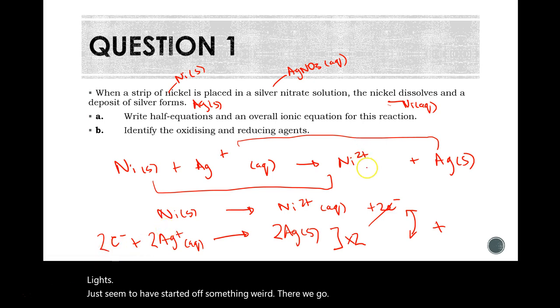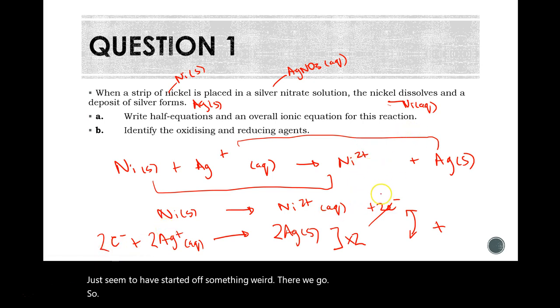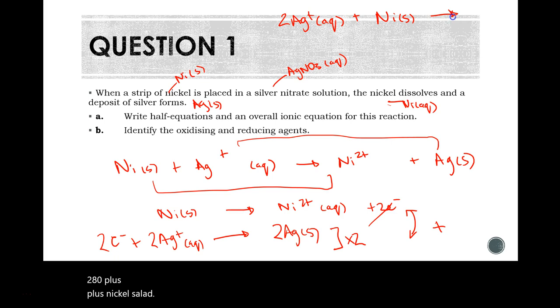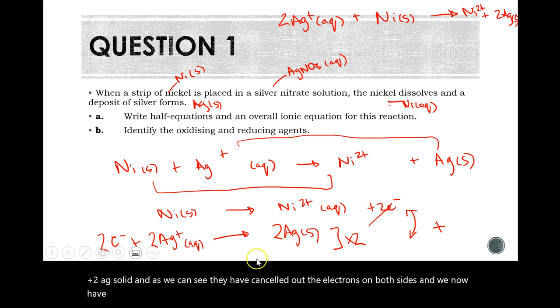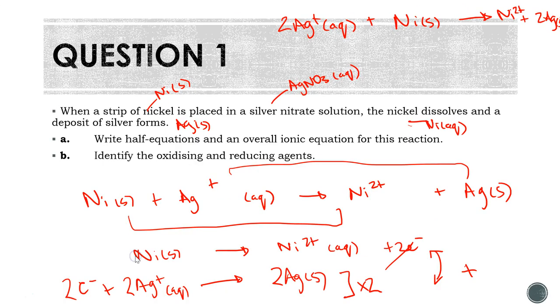Okay, so we're going to add these together now, where we end up with 2 Ag plus nickel solid is going to give us nickel 2 plus plus 2 Ag solid. And as we can see, they have cancelled out the electrons on both sides, and we now have a balanced ionic equation showing the redox process. Okay, so that's writing it for question 1.